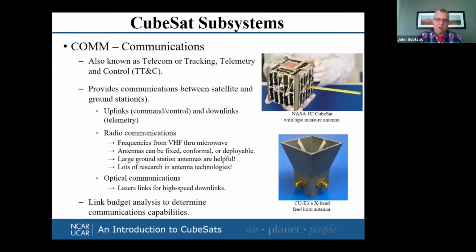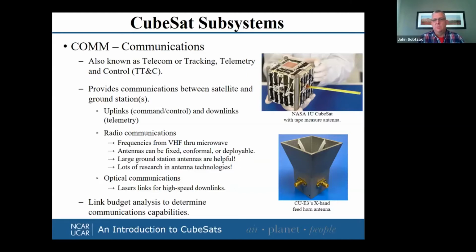Because CubeSats are so small and they don't have a lot of power generation or large antenna arrays, it's very helpful on the comm side if you have a large antenna on the ground station side to help close the link. I will say there is a lot of research in antenna technology going on, both for CubeSats, satellites, and just about anything, especially with 5G coming online.